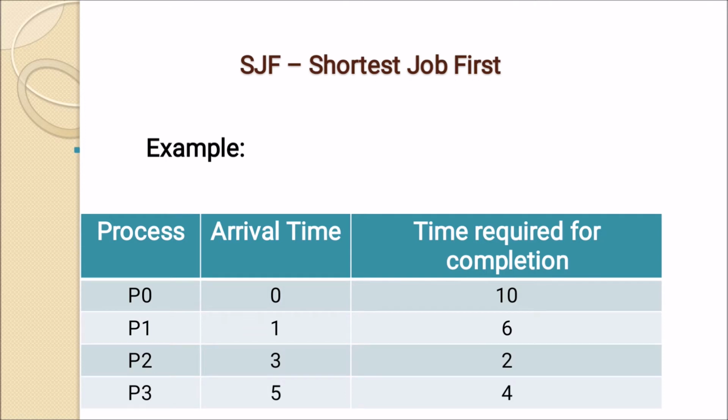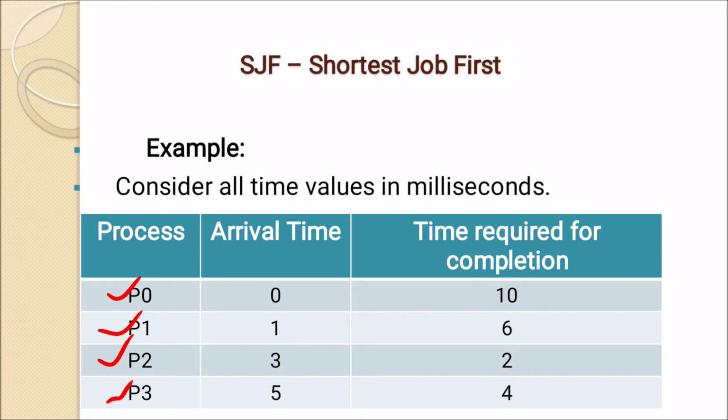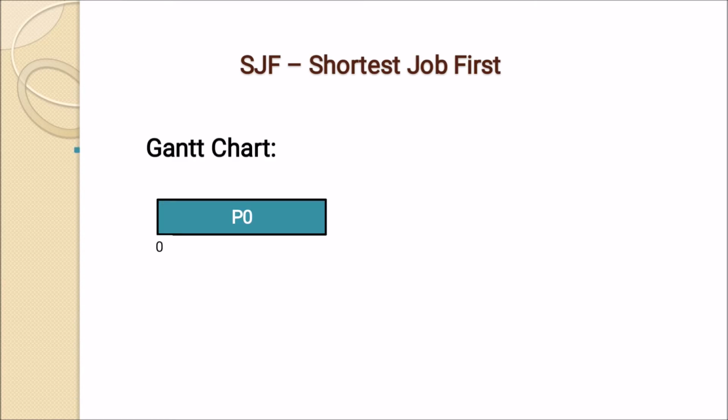So let us discuss an example of shortest job first. Here we have processes P0, P1, P2, P3. Their arrival times: P0 comes at 0, P1 at 1, P2 at 3, and P3 at 5. We have considered all these time values in milliseconds. The time required for P0 is 10 milliseconds, for P1 it is 6, for P2 it is 2, and for P3 it is 4. Now we first have to draw the Gantt chart of shortest job first for this example.